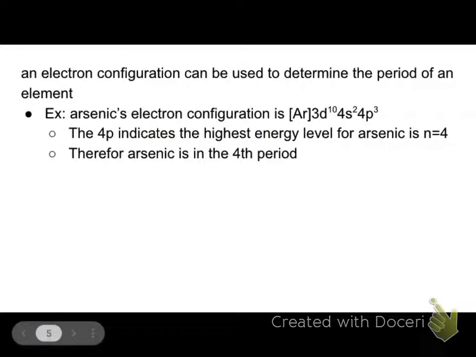Whatever the highest energy level is, that's the period that atom is in. So if you have something that says 3s2, 3p4, your highest energy level is the third one. You have not moved up into the fourth energy level yet, so you are just in the third energy level, which means you would be in the third period on the board.